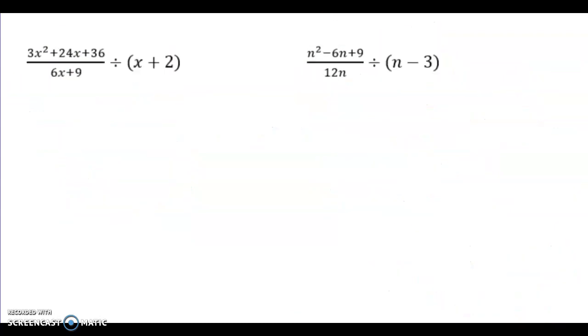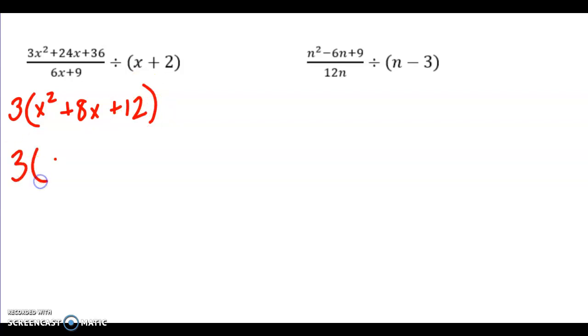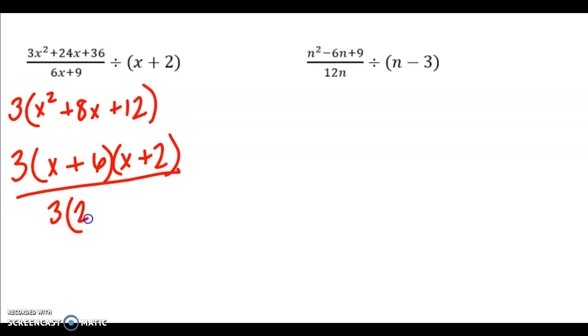Okay, 2 more questions. All right, so for the numerator, can I take out a 3? Ooh, yay, I can. So I'm going to take out a 3. I'm going to have x squared plus 8x plus 12, which I'm going to go ahead and reduce down to x plus 6 and 2. That took me a minute. Okay, and on the bottom, I'm going to pull out a 3. I'm going to end up with 2x plus 3.